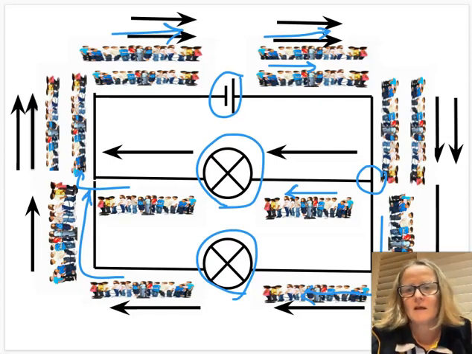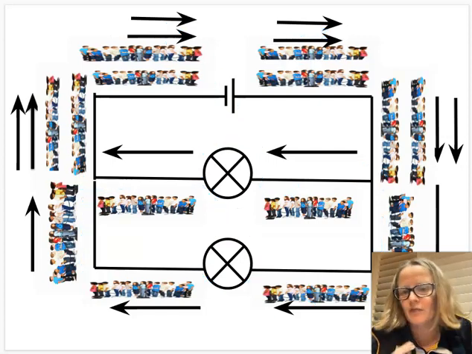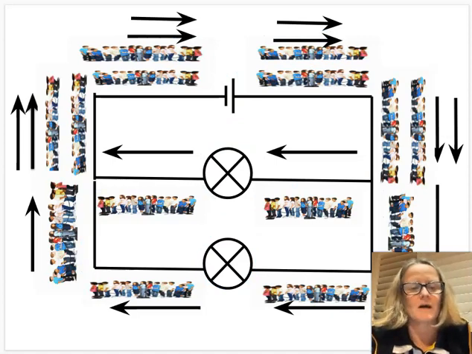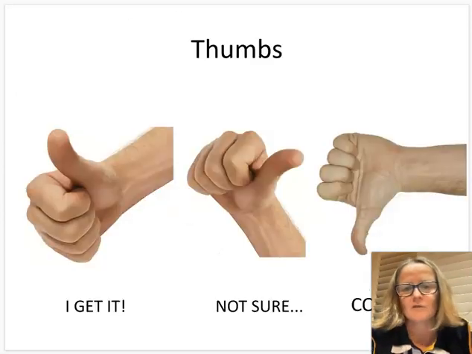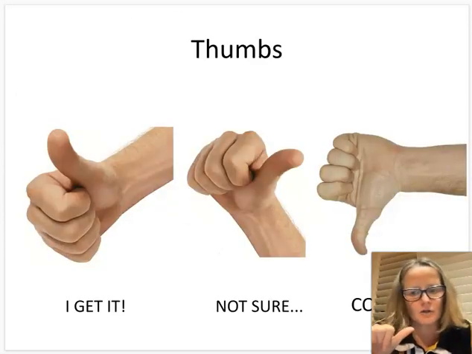So hopefully that analogy of children running through wires helps you to understand the number of electrons moving through wires, and therefore helps you to explain how current moves through wires. So give yourself a little rating. Did you get it? Are you not sure? Are you still confused?